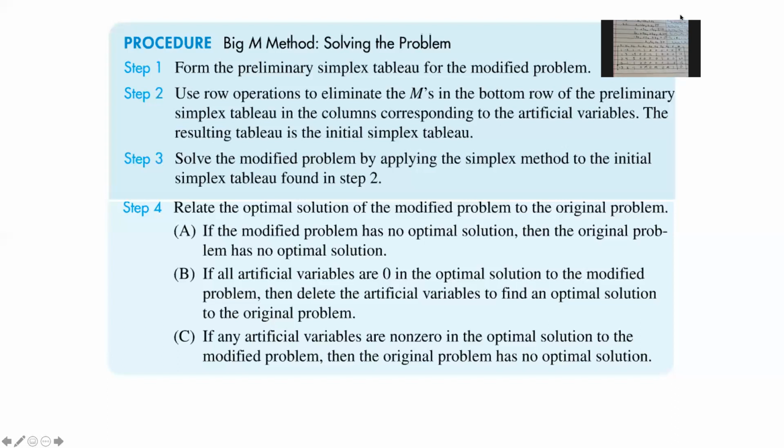If the modified problem has no optimal solution, then the original problem has no optimal solution. If all the artificial variables are 0 in the optimal solution to the modified problem, then delete the artificial variables to find the optimal solution. If any artificial variables are non-zero in the optimal solution to the modified problem, then the original problem has no optimal solution. So these are 3 cases you need to make sure you're familiar with when you finally get a solution, okay, in step 4.